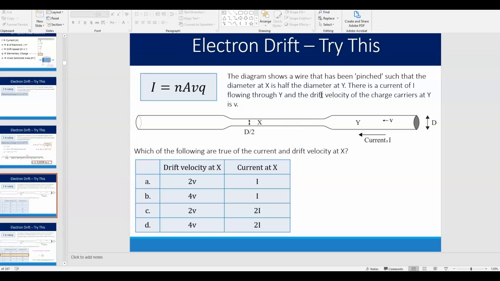It says the diagram shows a wire that has been pinched such that the diameter at x is half the diameter at y. There is a current of I flowing through y, and the drift velocity of the charge carriers at y is v. Which of the following are true of the current and drift velocity at x? This is actually based off of a previous IB question related to drift velocity. Okay, so basically we're asked to compare the drift velocity at x to the drift velocity at y, keeping in mind that the diameter has been cut in half at x.